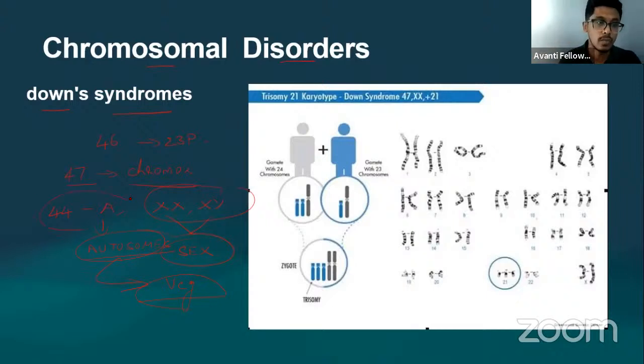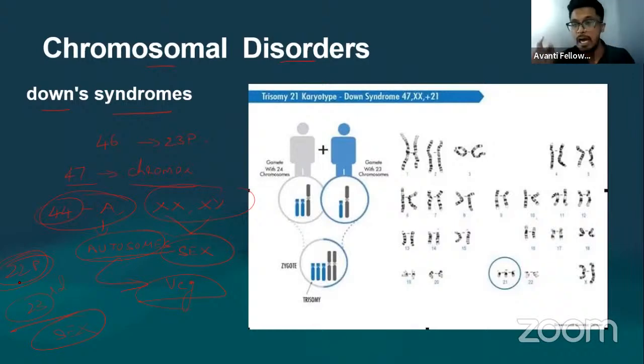If you see the autosomal chromosomes, they lie between 22 pairs, correct, right? And the last pair, that is the 23rd pair, is called the sex chromosome. Agree? So now what is happening, guys? Any chromosomal aberrations that happen within these 22 pairs are called autosomal disorders.